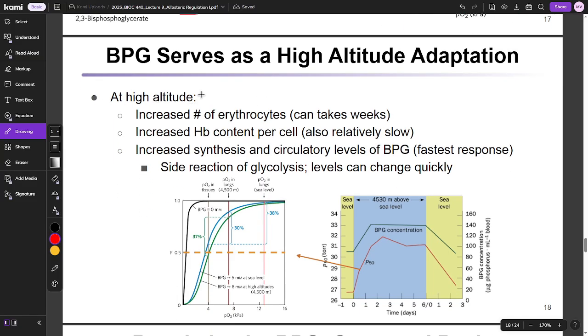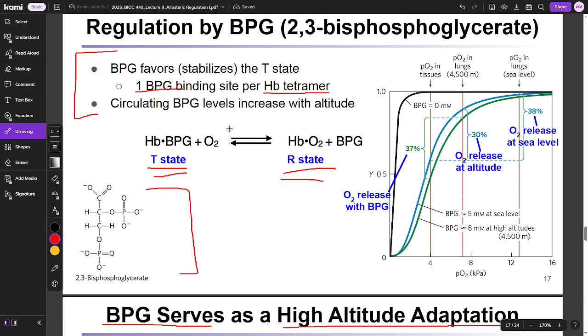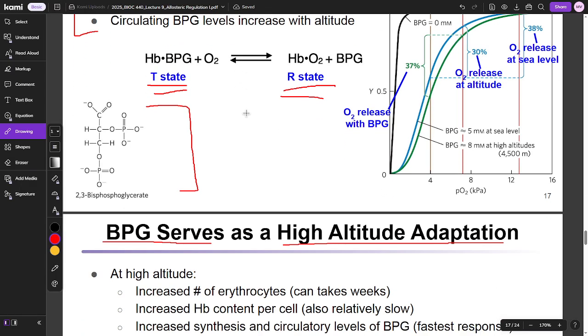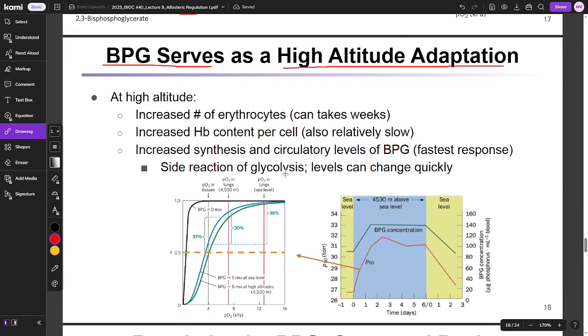But yeah, so here's the idea. BPG serves as a high altitude adaptation, and you're probably wondering, what the heck? How does that make any sense? So let's think about it. BPG stabilizes the T state, which means it would promote O2 release. So that would mean that you probably release more O2 to your tissue, and your tissue probably needs O2. So let's take a look at if that holds true.